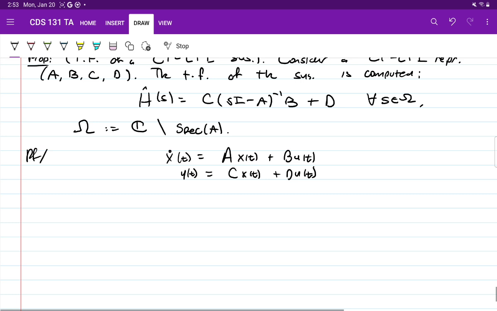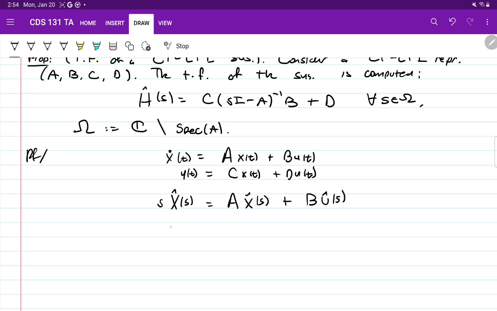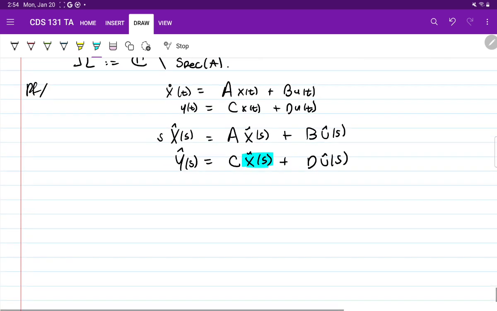So if I take the transform of both sides, what I'll get is s times x hat of s, where we're going to have no minus term because our initial condition is 0, so we don't need to subtract off x of 0 from the left. By linearity, this will equal A x hat of s plus, again by linearity, B u hat of s. Down here we'll have y hat of s equals C x hat of s plus D u hat of s. Remember, what I want to look for is a relationship between u and y, some linear mapping from u hat to y hat. So in order to do this, I want to eliminate this x hat in here.